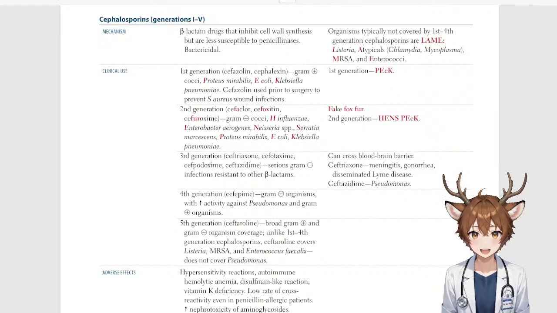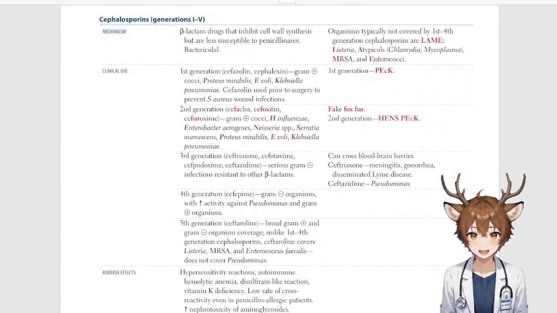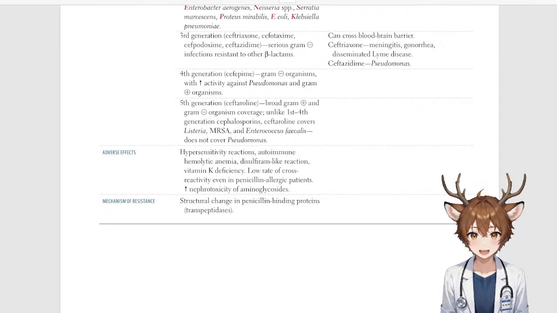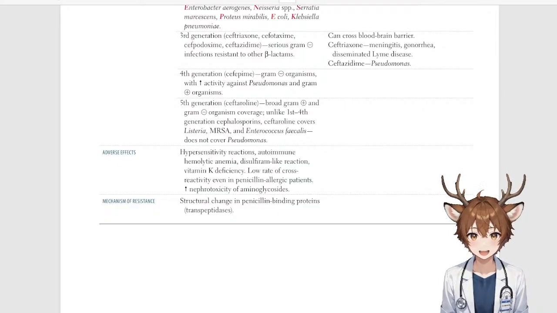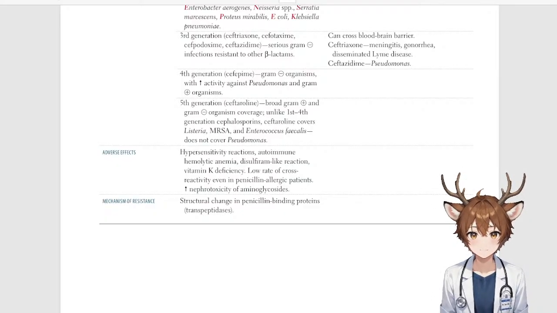Hypersensitivity reactions, autoimmune and hemolytic anemia, disulfiram-like reaction, vitamin K deficiency, low rate of cross-reactivity even in penicillin-allergic patients, elevated nephrotoxicity of aminoglycosides. The mechanism of resistance: inactivated by cephalosporinases, a type of beta-lactamase. Structural change in penicillin-binding proteins like transpeptidases. So if they can change the actual penicillin-binding protein in the first place, it becomes more difficult for the drug to counter it, essentially.